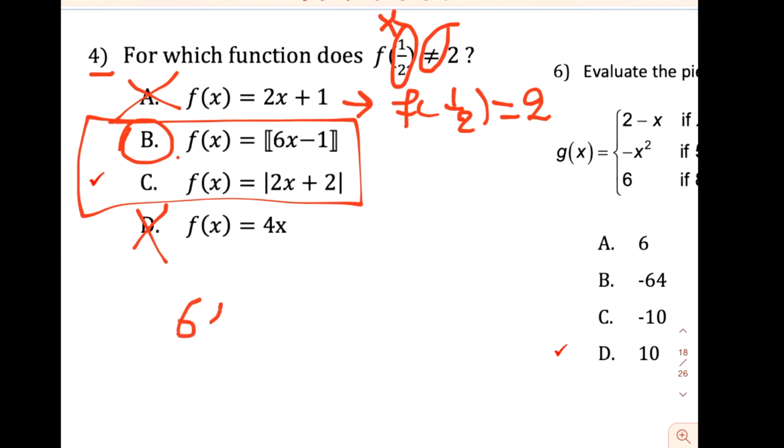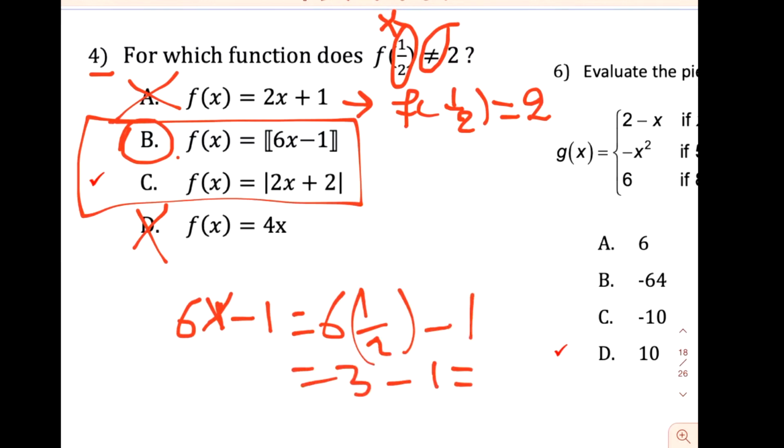So 6x minus 1, if you do it without the smallest integer, you get 6 times half minus 1, which is 3 minus 1, which is 2. And the smallest integer of 2, okay, is 2. So this is as well 2.